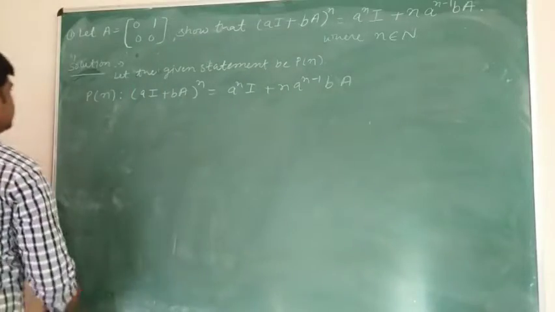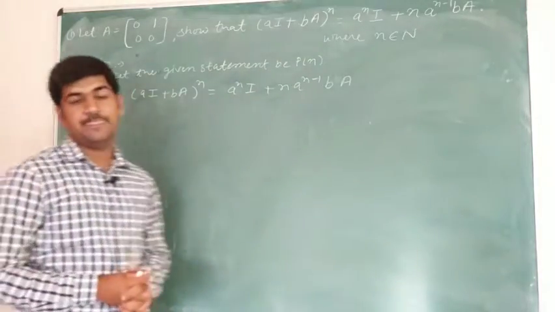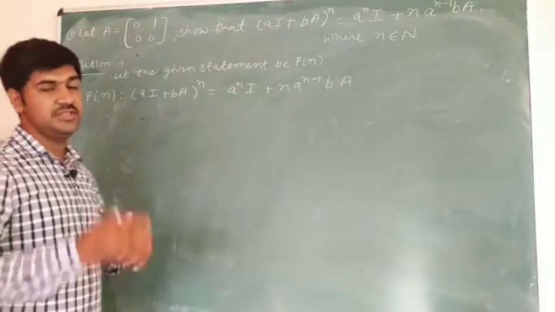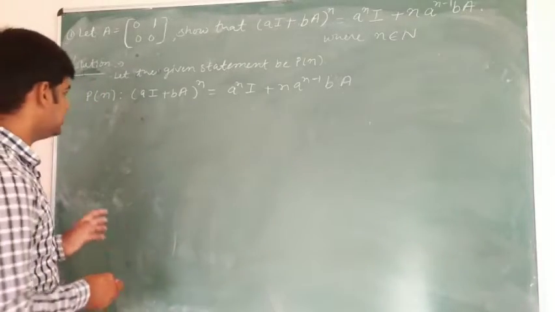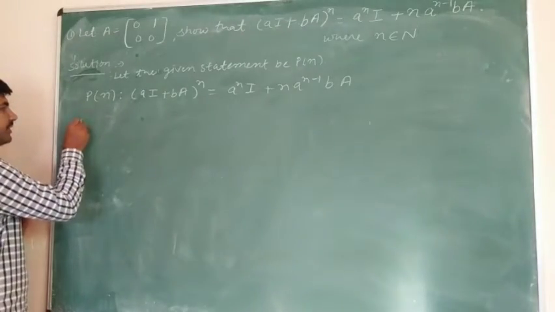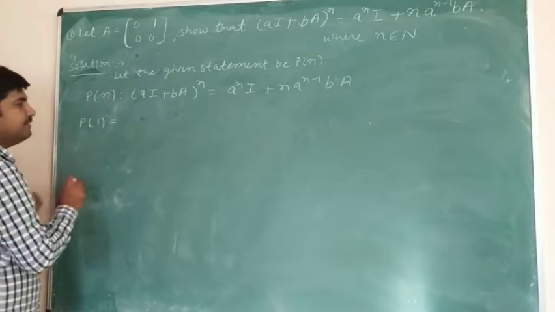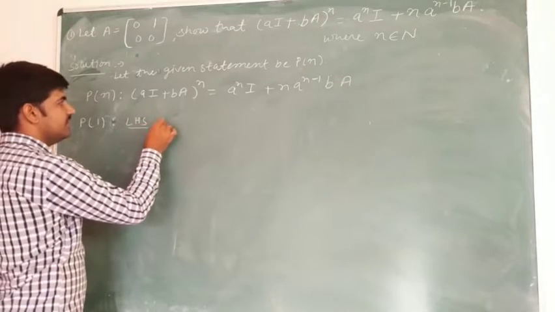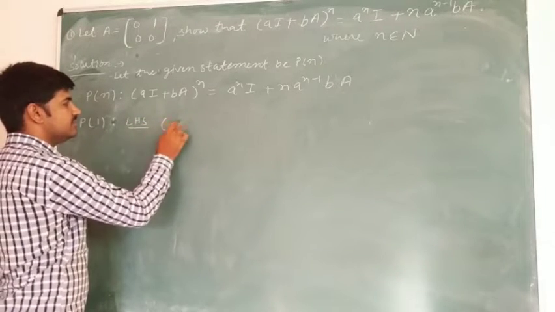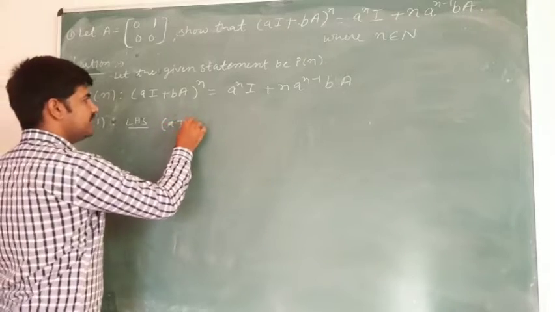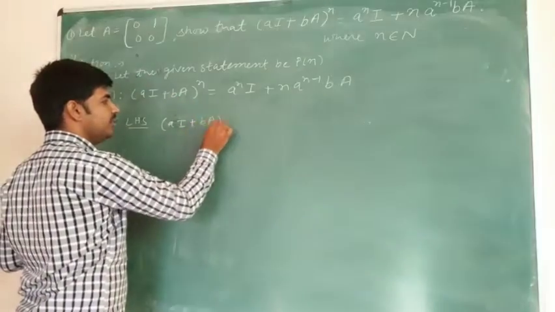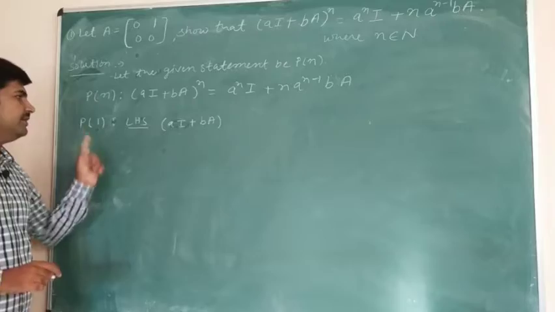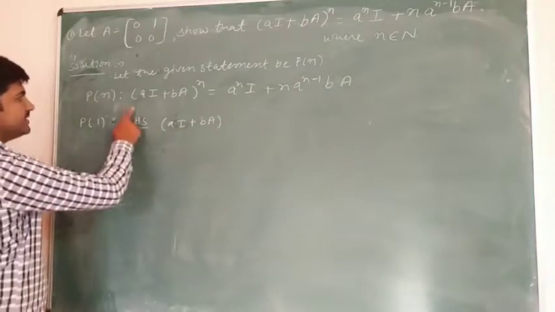Now, as you all know, we solve a statement using the principle of mathematical induction in 3 steps, and the first step is we check whether P1 is true or not. So finding P1, students, what is the LHS of P1? The LHS of P1 is (aI + bA) raised to the power n, with n equal to 1, as I am finding P1. So this is the simplest form of the LHS of P1.